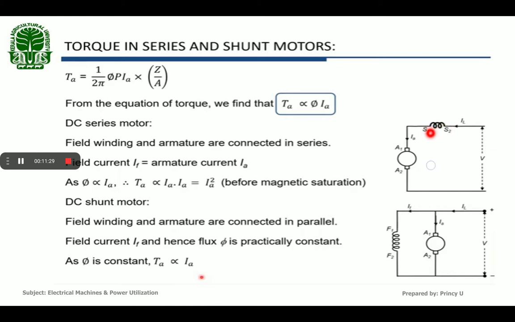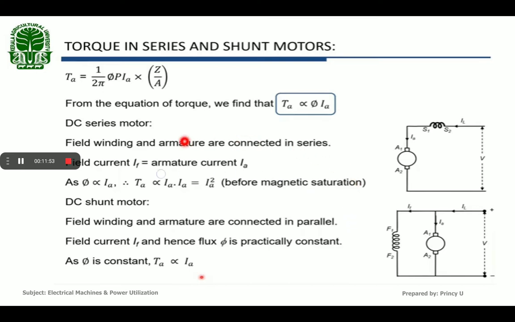But now the flux is proportional to armature current. So we can write it as phi proportional to IA. So we can write TA is proportional to, substituting IA instead of phi, IA into IA, that is IA square. This condition is satisfied only before the magnetic saturation.